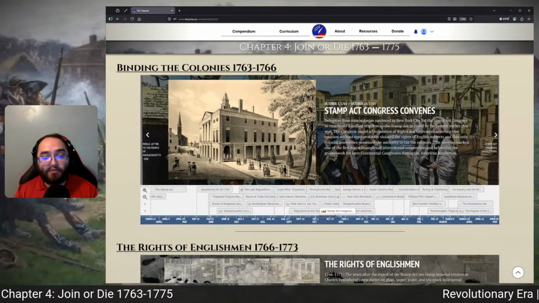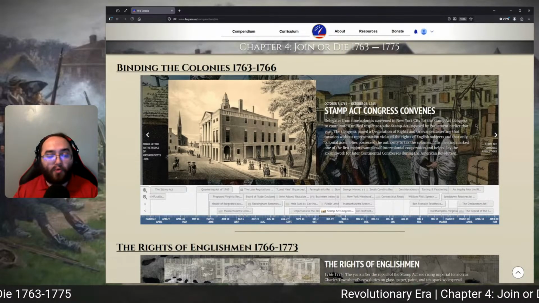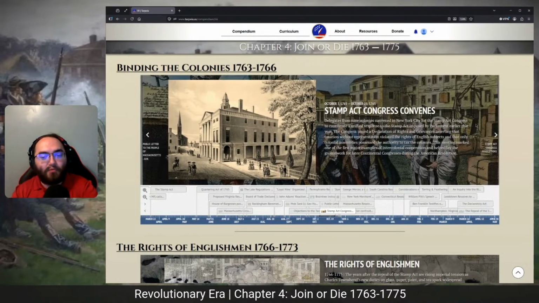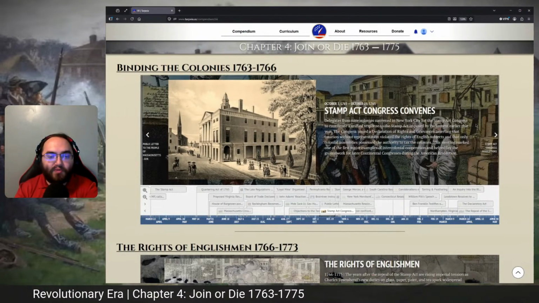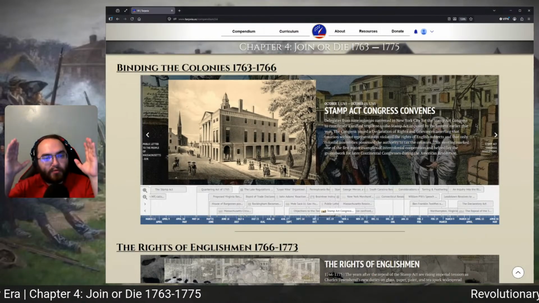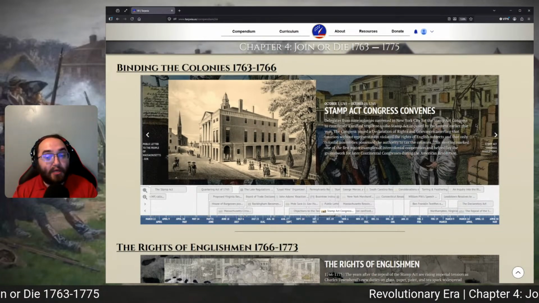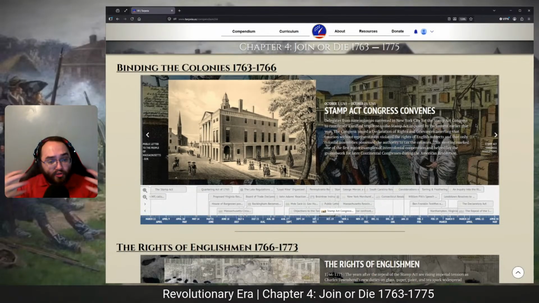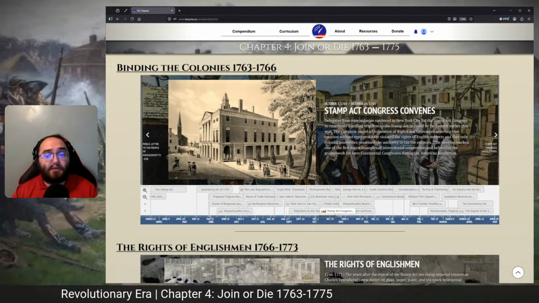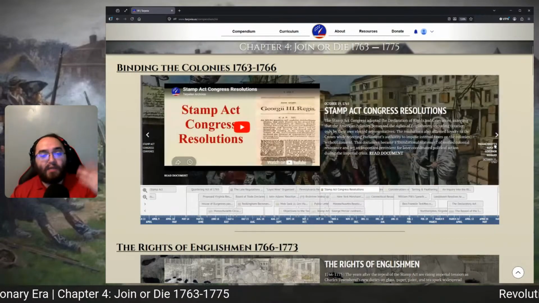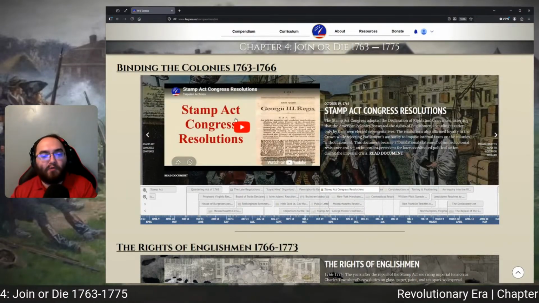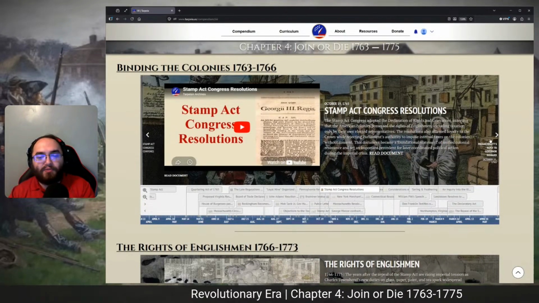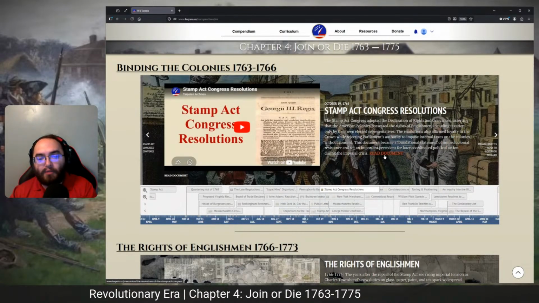This meeting marked one of the first major examples of intercolonial cooperation and helped lay the groundwork for later continental congresses during the American Revolution. So the framework of the First and Second Continental Congresses, and really the framework of our current Congress, was started by the Stamp Act Congress. And we actually have the Stamp Act Congress resolves, and I made a video of myself reading these resolves, so you can watch that, or you can read the resolves yourself.